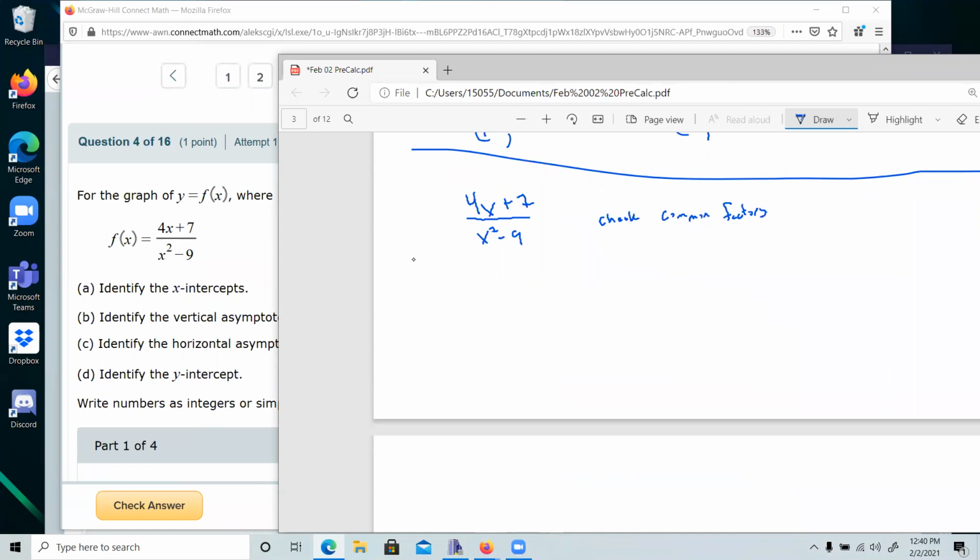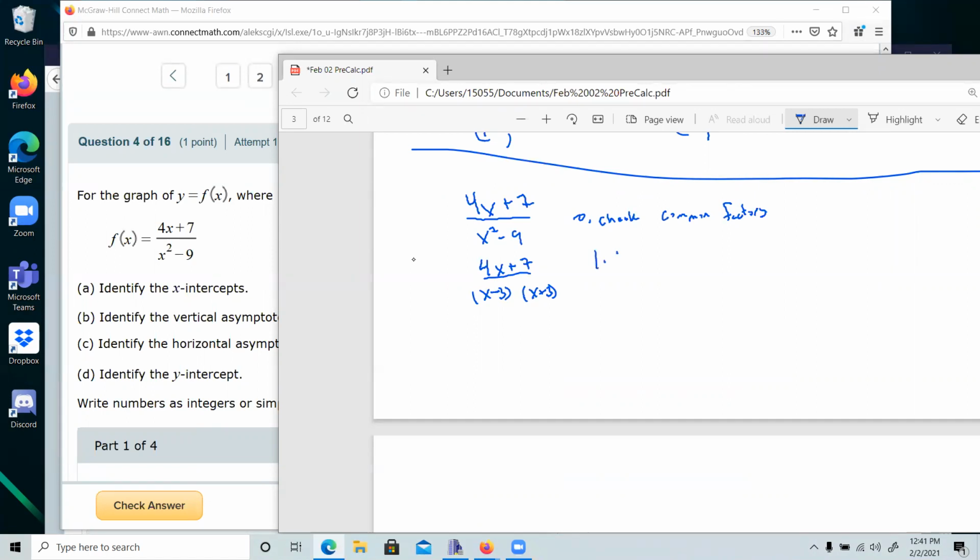Right? Since the bottom factors, it's one of those things you should kind of have something in your head about. It's x minus 3, x plus 3. Okay. If you didn't check common factors, I would believe you, because there's no way you're pulling it with 4x plus 7 out of this.